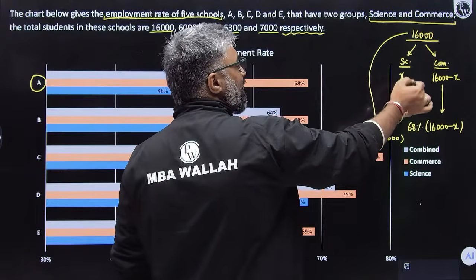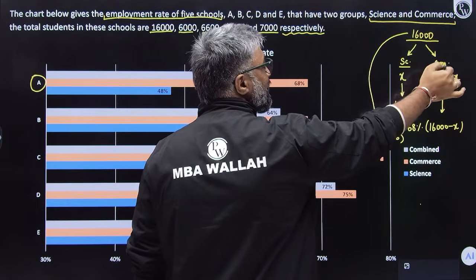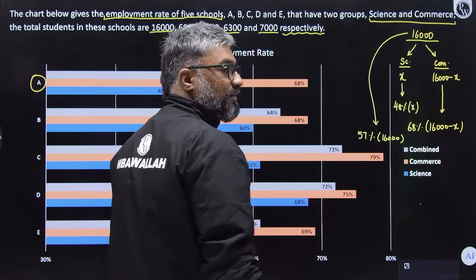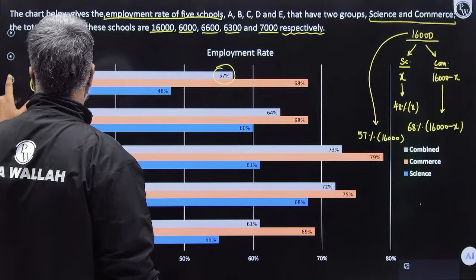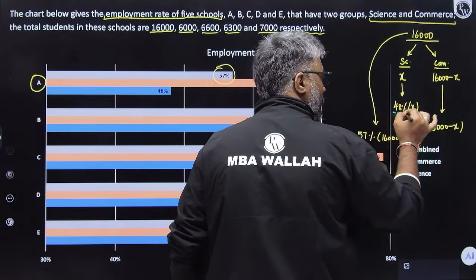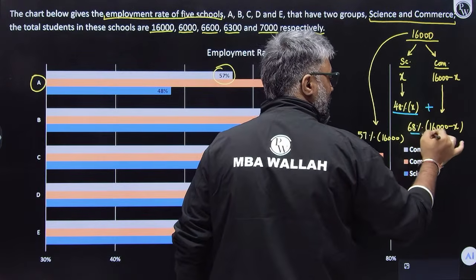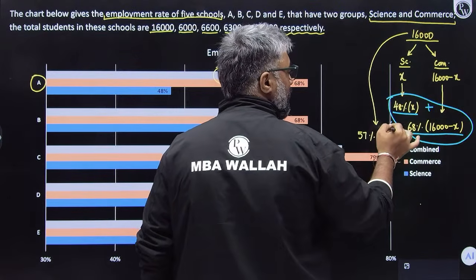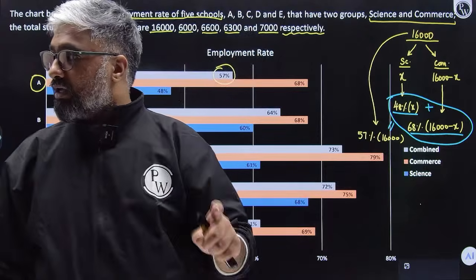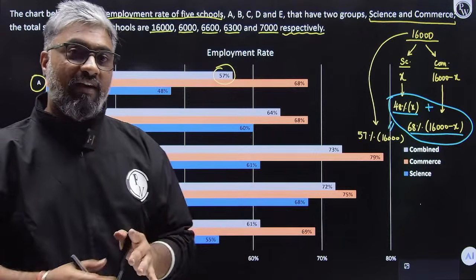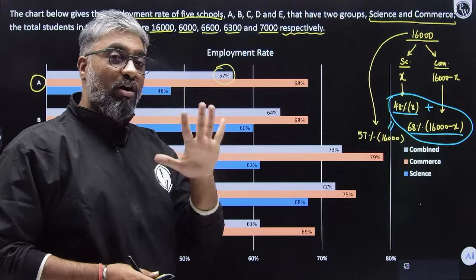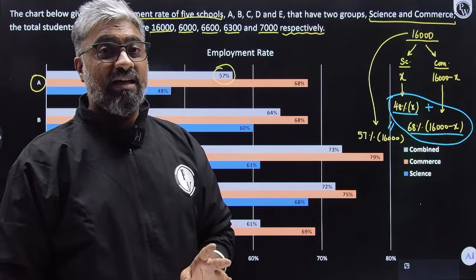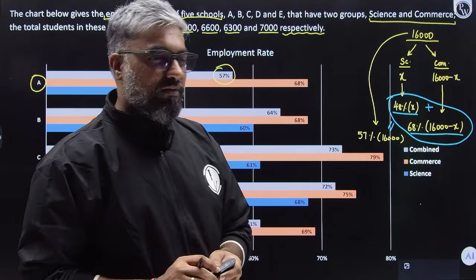If I find X, I can find 48% of X. If I find X, I can find 16,000 minus X. If I find X, I can find 68% of X, everything. So what's the equation here? This 48% of X plus this 68% of 16,000 minus X is equal to this. Imagine doing this for all 5 schools, A, B, C, D, E. I have to put this equation and solve for X every single time. Very irritating, correct? Let's have a look at the questions.